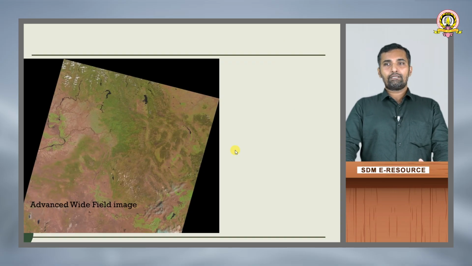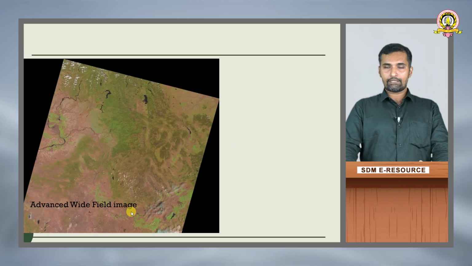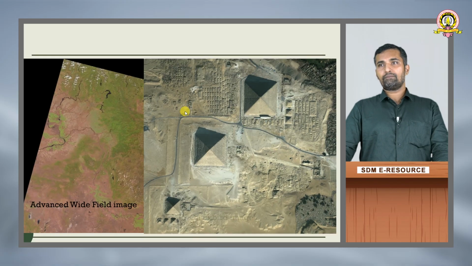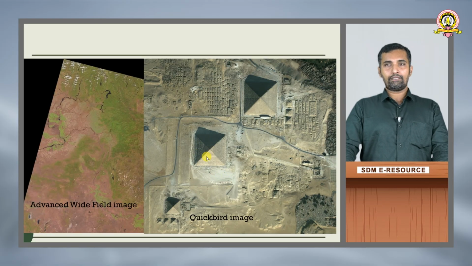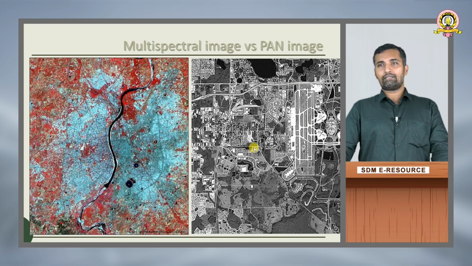You can see various images. This particular image, an Advanced Wide Field image, has high spectral resolution but lower spatial resolution. But in this particular image, you can see the pyramids of Egypt, which has high spatial resolution but not spectral resolution. Similarly, there is a panchromatic image, in grayscale, collected in the visible region of the electromagnetic spectrum in one band. But the resolution of this is better than this one. This is actually a false color composite of a multispectral image. Thank you.